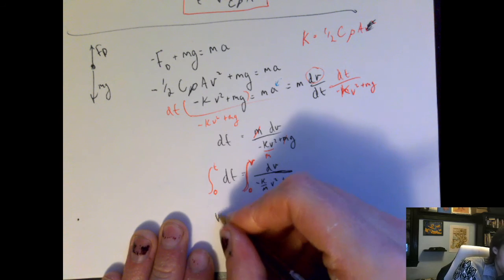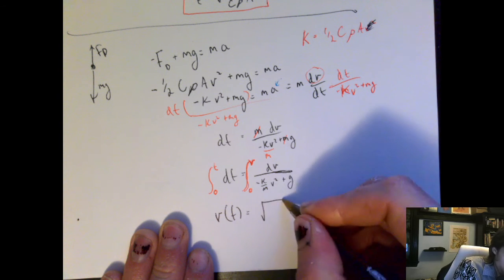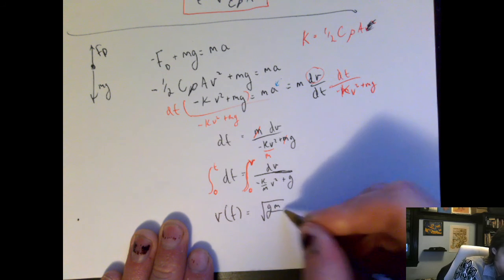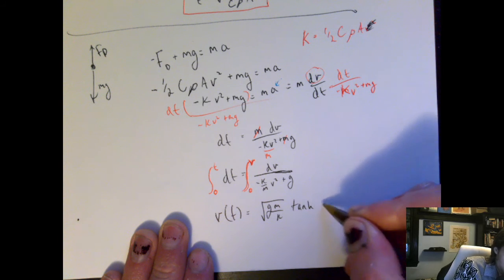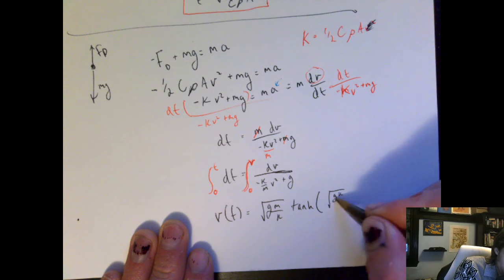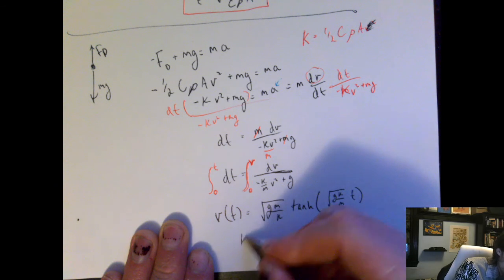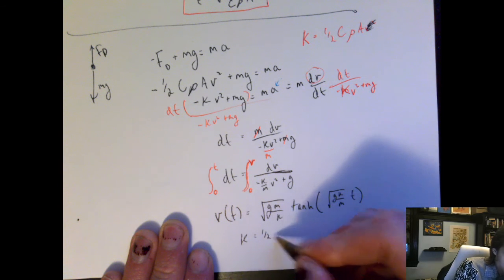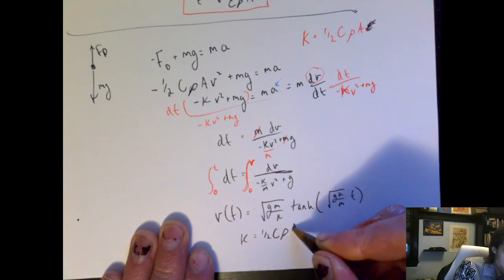So the end of this integral is going to be that velocity as a function of time will equal the square root of gm over k times the hyperbolic tangent of the square root of gk over m times time. And where k is still that 1/2 drag coefficient times the air density times the area.